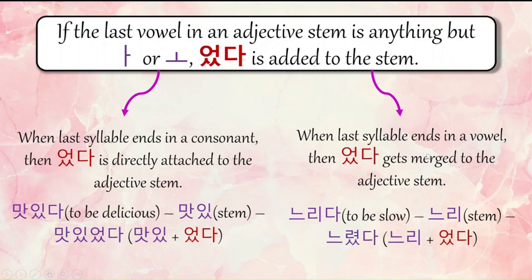Fine. If the stem ends in a vowel, then otta is going to get merged to the adjective stem. For example, 느리다, to be slow. The stem is 느리. It is neither a nor o, the last vowel, and the stem ends in a vowel. So the upcoming ending is going to get merged with it. So e and a, it becomes 여, 느렸다. Okay, this is how it works.